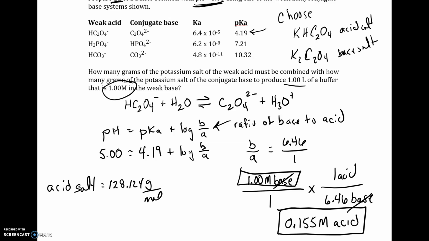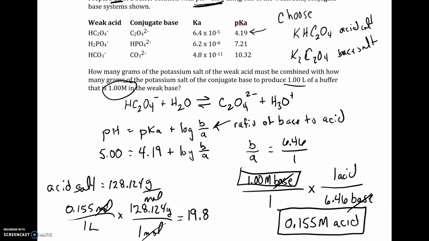Well, I need 0.155 mole in 1 liter. So I can then multiply by 128.124, the grams in 1 mole. My moles cancel, and I'm going to end up with the number of grams I have to put in that liter of my acid salt. So we end up with 19.86 grams. We got an extra digit there because we're at 0.155, but we can round later, I guess. That's the grams of acid salt.